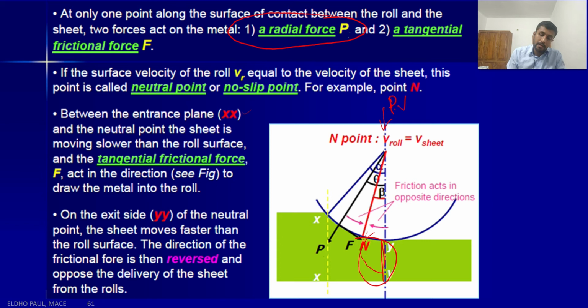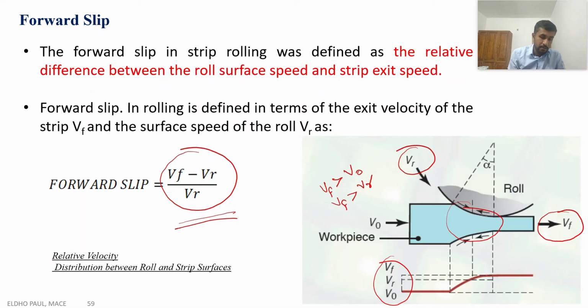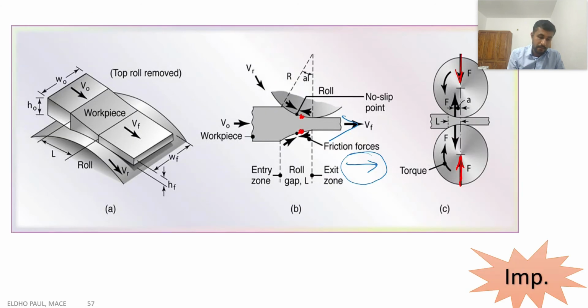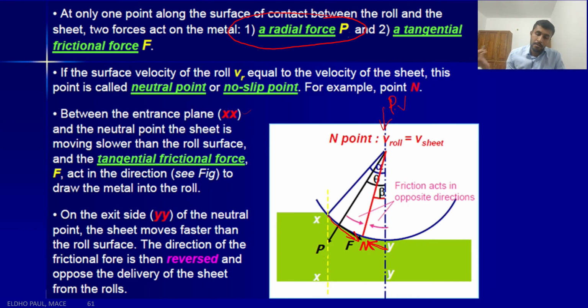So up to the neutral point, we have the friction force in this direction. After the neutral point, the relative motion direction changes, so the friction force direction also changes. In this picture it is more clear. Up to the neutral point, this is the direction of the friction force, and after the neutral point, this will be the direction. But the net friction force will be towards the right, which helps the forward motion of the workpiece through the rolling gap.